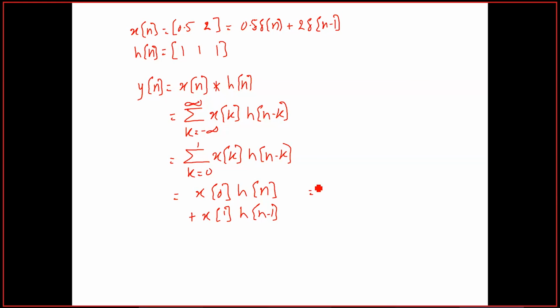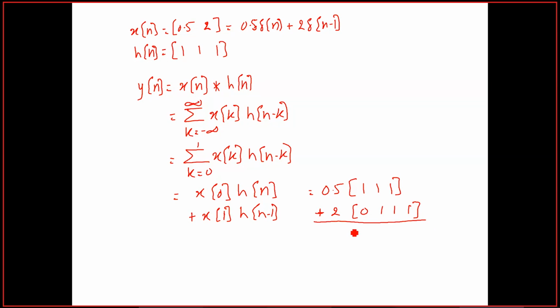So this thing we can just plug in the values. X of 0 is 0.5, and h of n is just 1, 1 and 1, and plus your x of 1 is 2, and h of n minus 1 is this thing shifted right by 1. If you shift it right by 1, it will become 0, 1, 1 and 1. This is h of n minus 1, h of n shifted right by 1 unit.